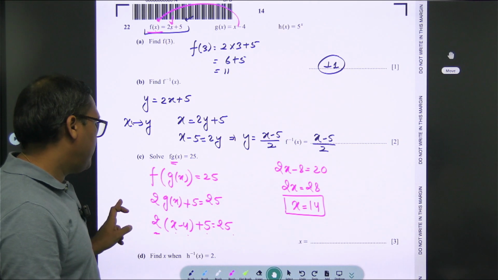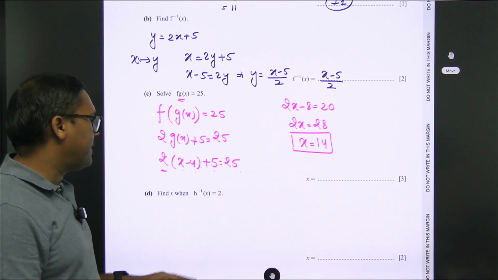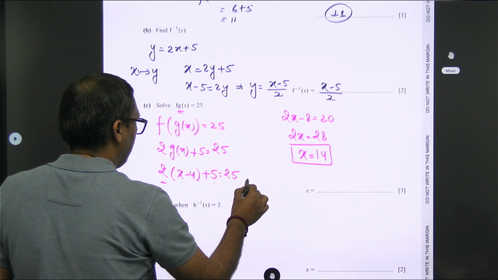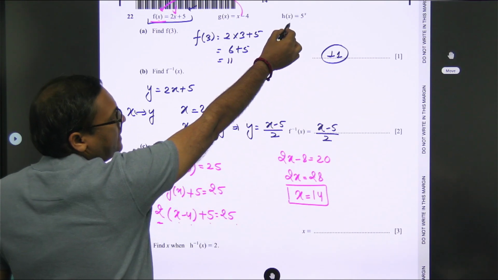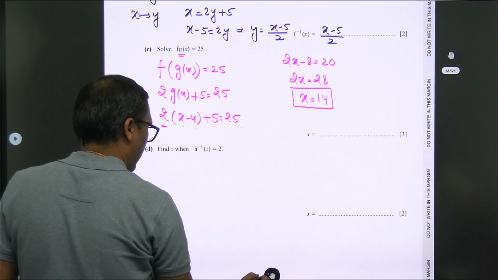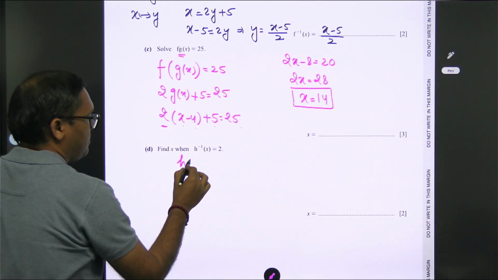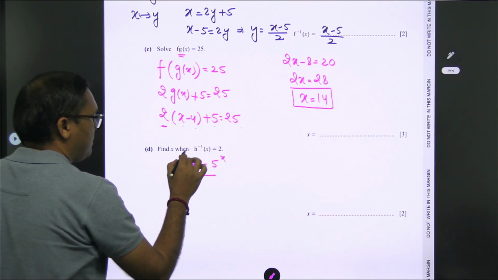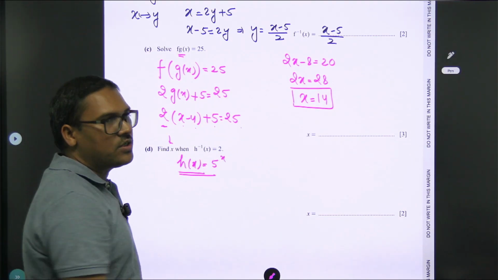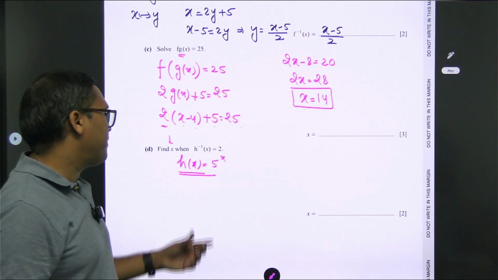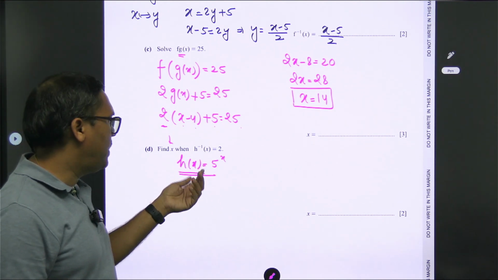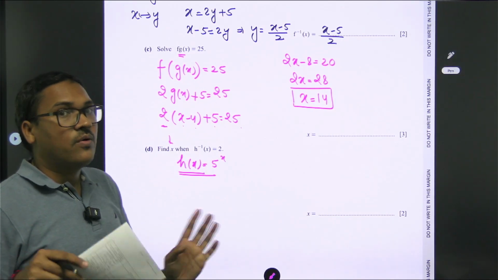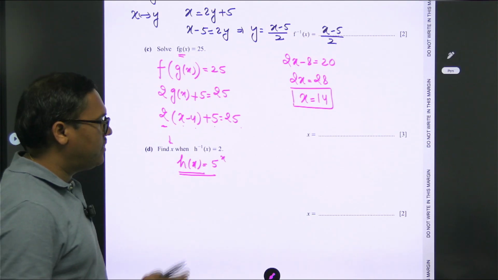Now, the next is find x when h inverse x equal to 2. Okay. So h of x function is 5 raised to x. I have to find the value of x when h inverse x is equal to 2. Now this is the question again. If you have to find inverse, you have to go into log. But that is not a part of the IGCSE paper, right? So how can you use the concept of inverse in this? So try to understand this.